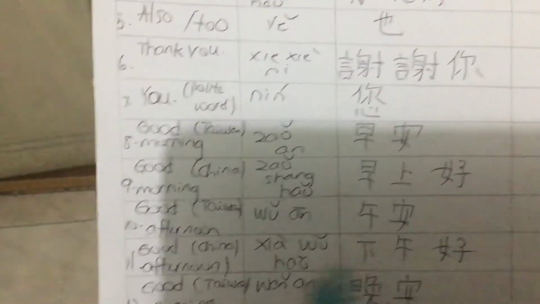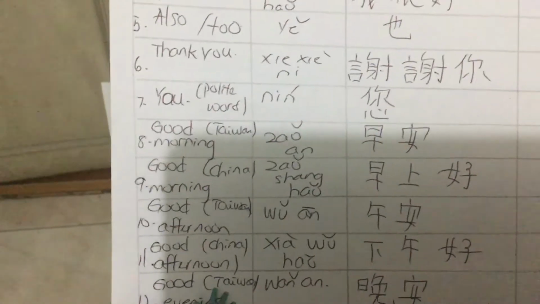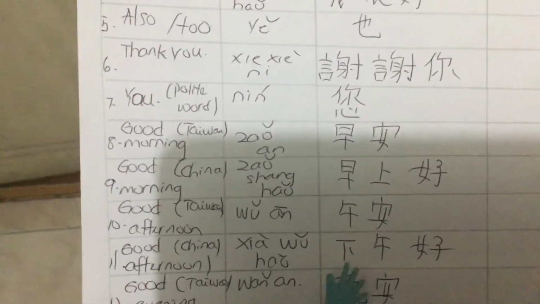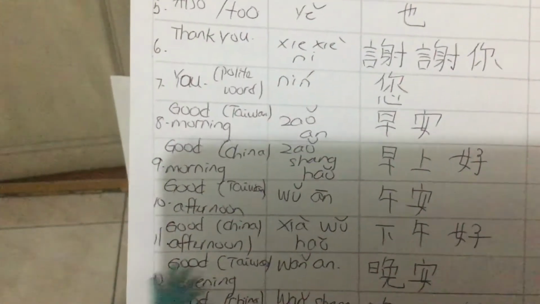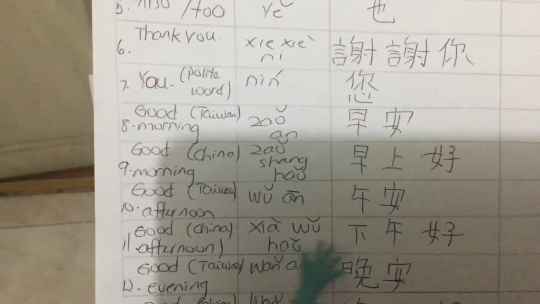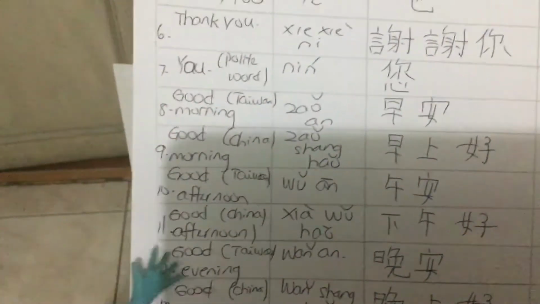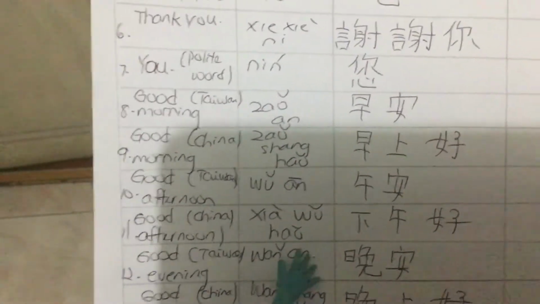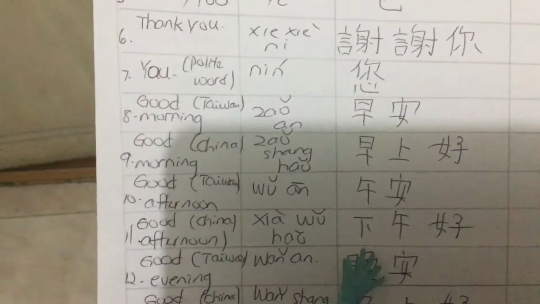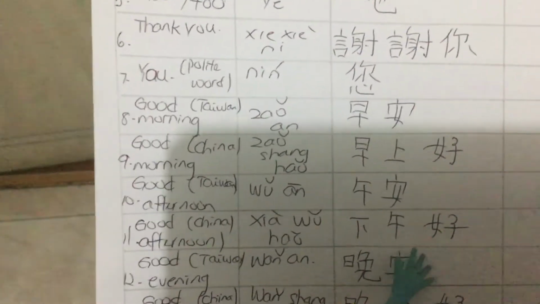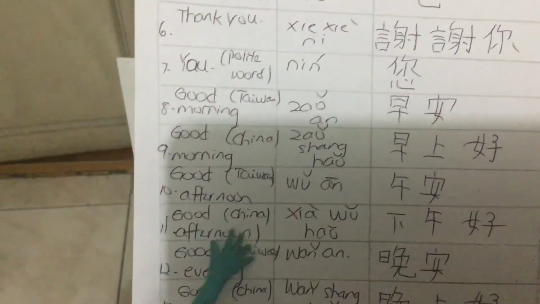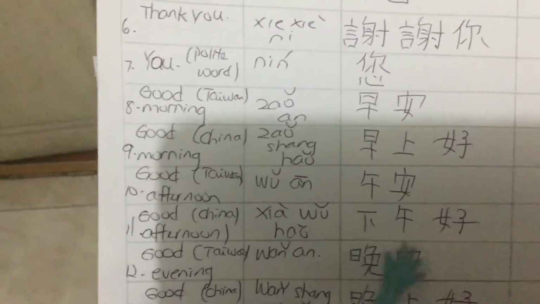Good evening in Taiwan, 晚安. Wan means late, an means peace. Good evening in Taiwan, 晚安.